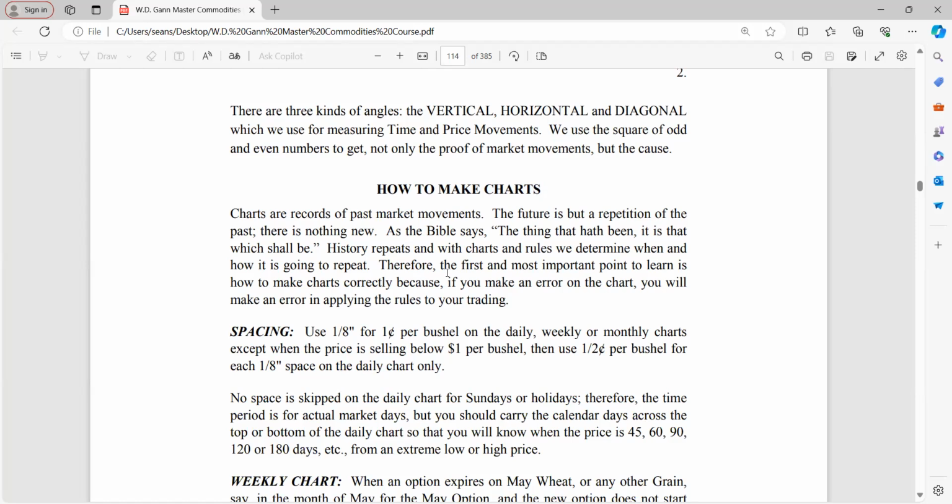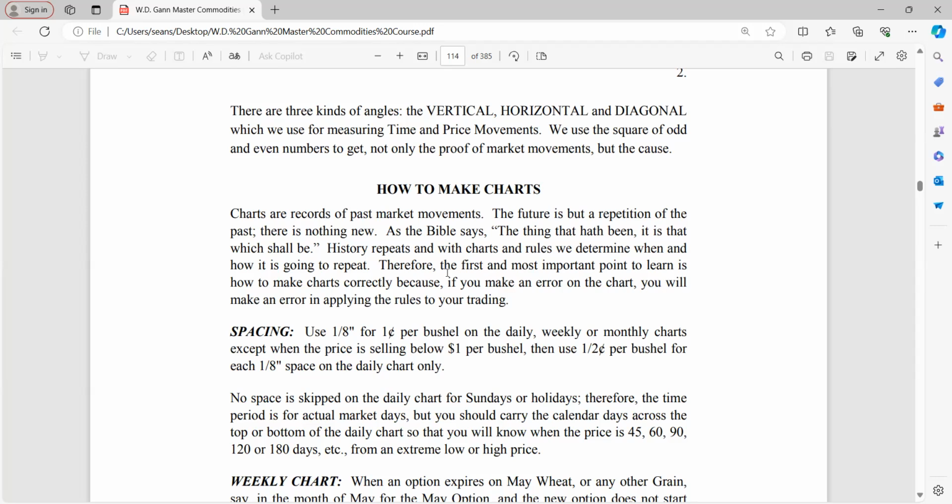So Gan says how to make charts. Charts are records of past market movements. The future is but a repetition of the past. There is nothing new. As the Bible says, the thing that hath been is that which shall be. So we've seen this verse a lot, right? That's Ecclesiastes. Gan quotes it a lot. History repeats. The first time we saw it is in Tunnel Through the Air, chapter 7. History repeats, and with charts and rules, we determine when and how it is going to repeat.